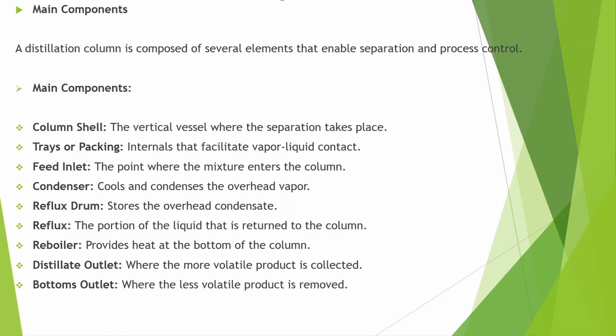Main components. A distillation column has several important components. The main parts are the column shell, trays or packing, feed inlets, condenser, reflux drum, reflux stream, reboiler, distillate outlet, and bottoms outlet. Each component helps control the separation process and recover the distilled products.